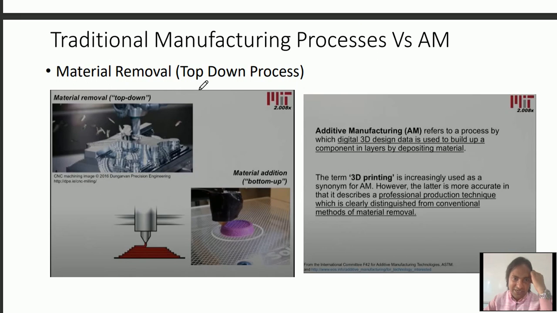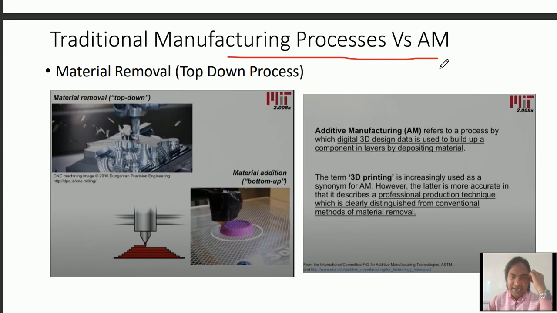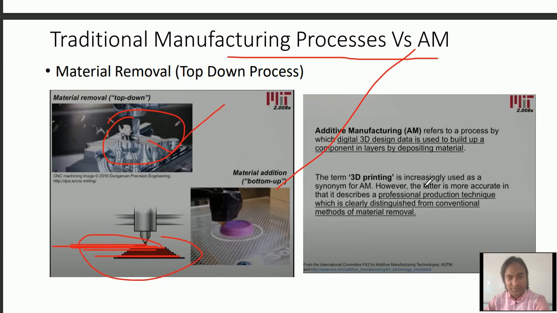Then we have the traditional manufacturing process versus additive manufacturing. In the traditional manufacturing process, we remove the material from the block, and in additive manufacturing, we add layer on layer. So we are going to add layer on layer, so it becomes additive, and this one subtractive.